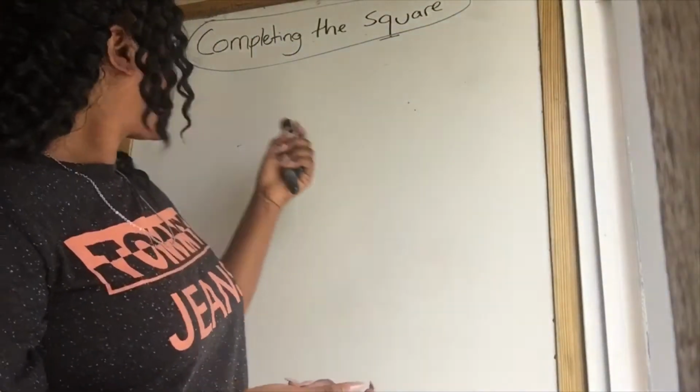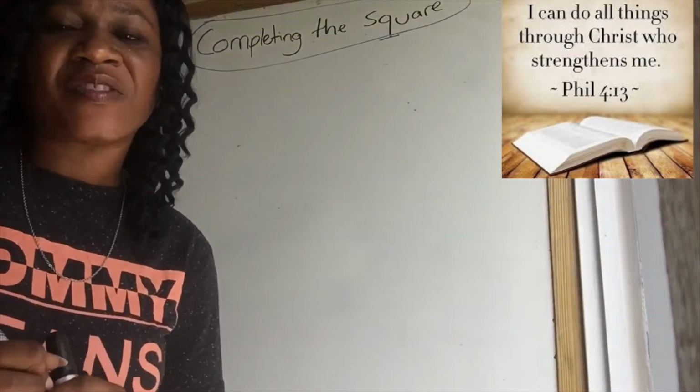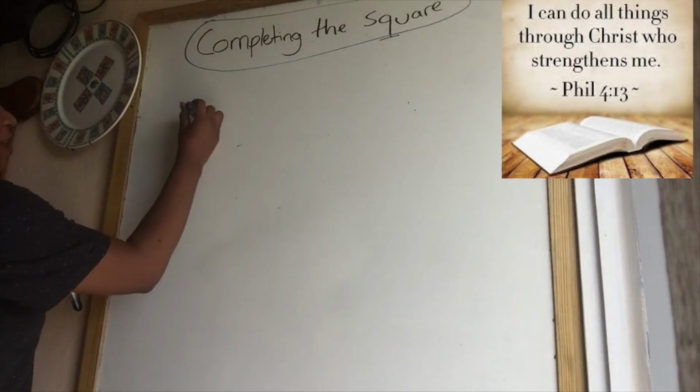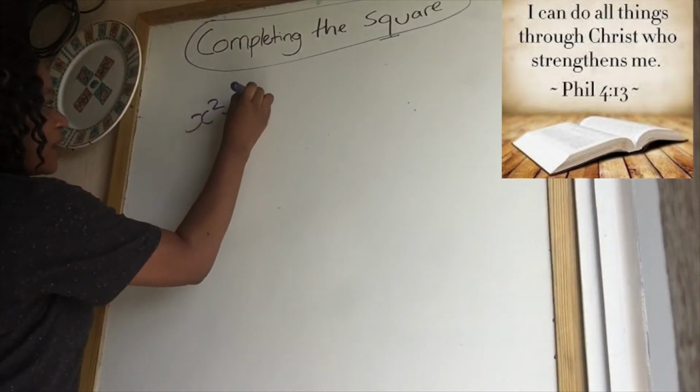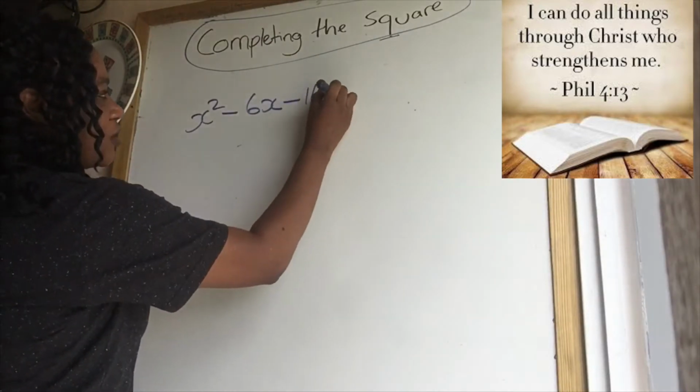We'll be doing completing the square. Alright? So, guys, please pay keen attention. Okay? So, let's go. So, what if I have this question? X squared minus 6x, right, minus 16 equals 0.